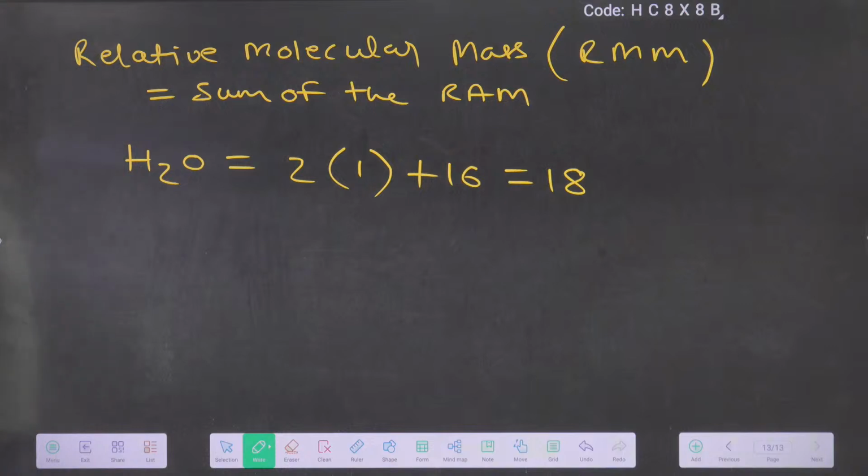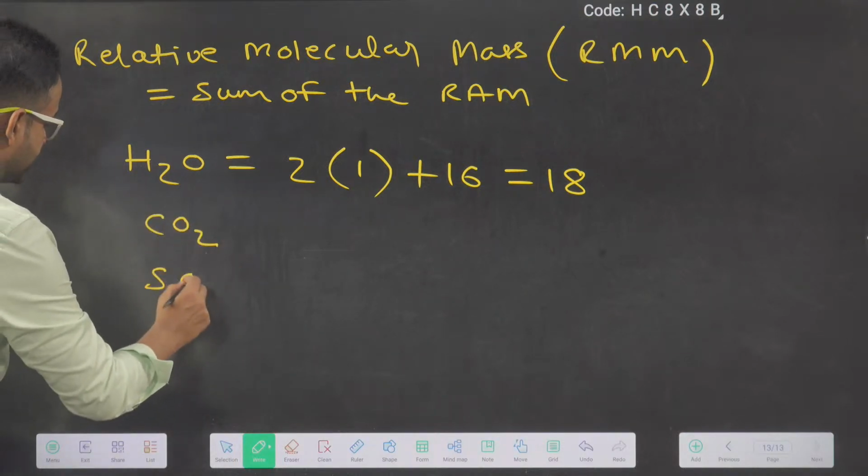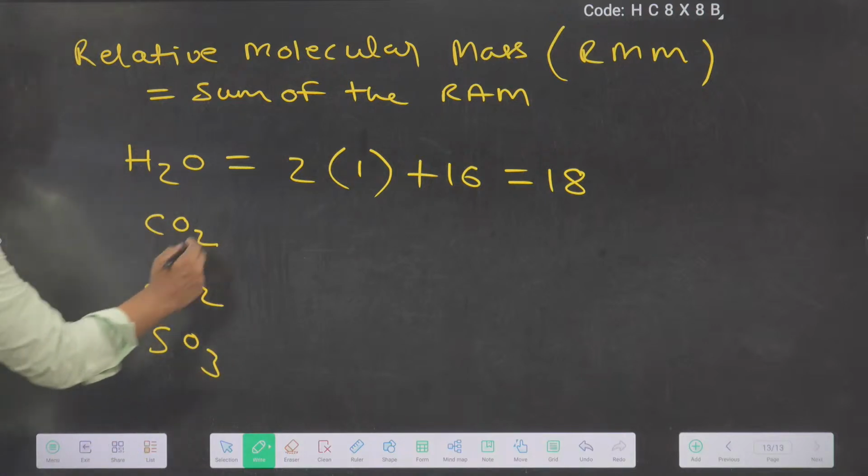So I am giving you a few molecules. Just find out their RMM. RMM will not have any unit. Don't say 18 gram and all. Relative molecular mass will not have any unit. It is just a number like RAM. It will not have any unit, 18. So I am giving you few molecules. Quickly tell me their RMM values. Next molecule is CO2. Next is SO2. Next is SO3. And RAMs you know.